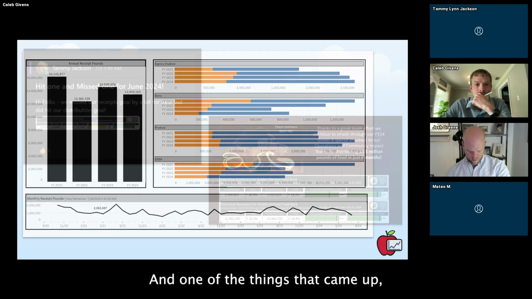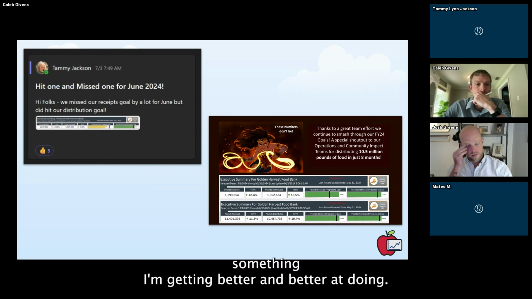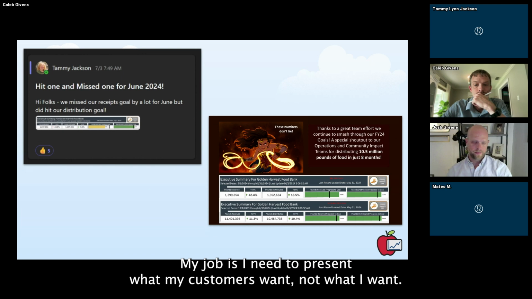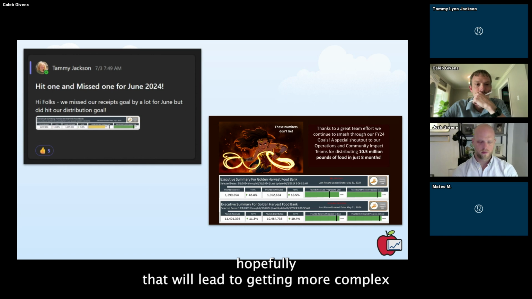And one of the things that came up, my biggest thing has been something I'm getting better and better at: viewing my job as I need to present what my customers want, not what I want. And I'm finding that what my customers want are simpler and simpler and simpler. Hopefully that will lead to getting more complex and using it.